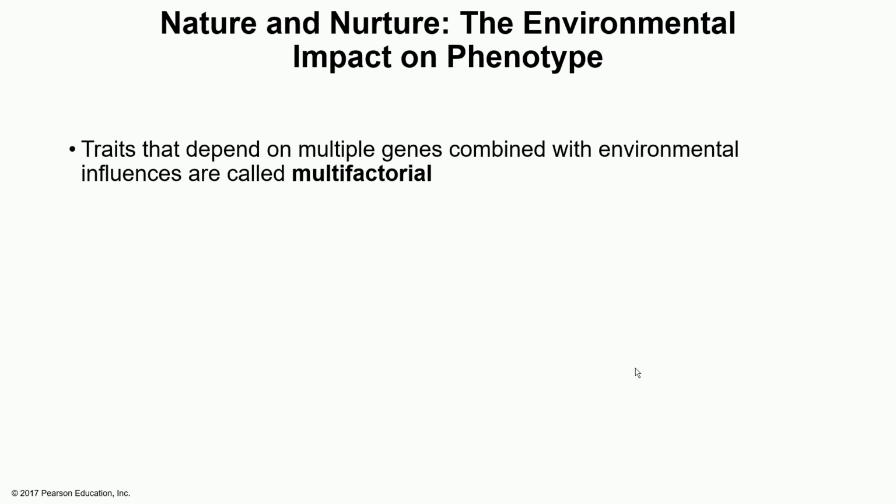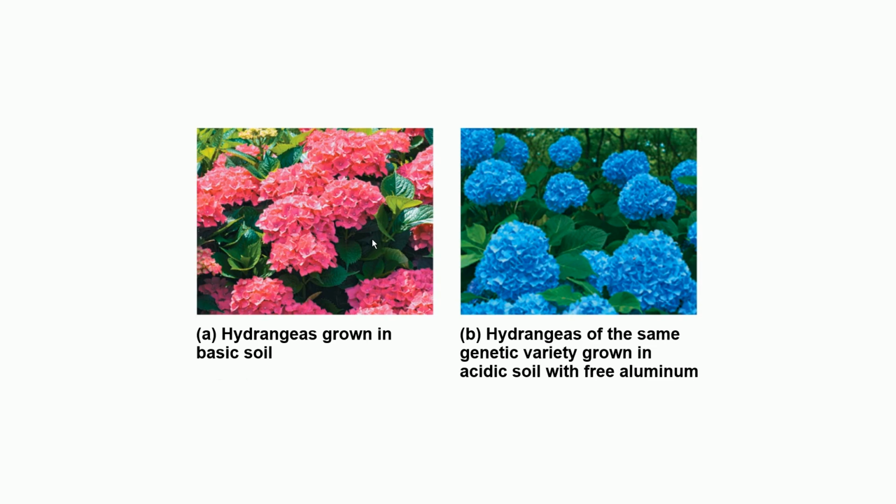The last one is multifactorial. There are various characteristics which are not only because of the genes, but those characters are also determined by the environment. So there is an interplay of genes and the environment. A trait that depends on multiple genes combined with environmental influences is called multifactorial.